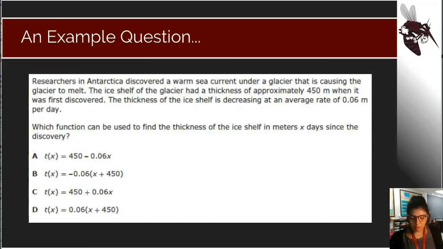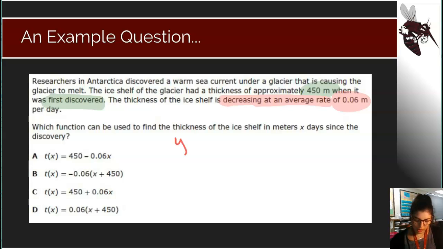Our last real-world problem is our scenario dealing with the word problem. It says that researchers in Antarctica discovered a warm sea current under a glacier that is causing the glacier to melt. The ice shelf of the glacier had a thickness of approximately 450 meters when it was first discovered. So that first discovered kind of sounds like an initial number. So that looks like it might be my initial value or my y-intercept. The thickness of the ice shelf is decreasing at an average rate of 0.06 meters per day. Which function can be used to find the thickness of the ice shelf in meters x days since the discovery?